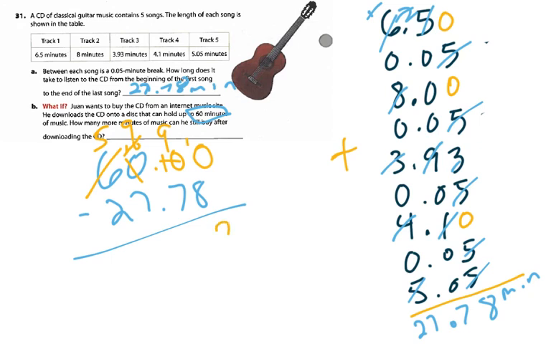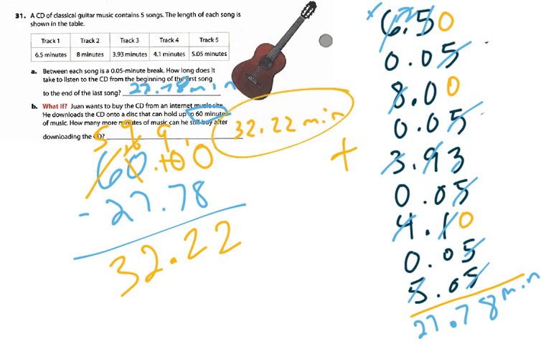So 10 minus 8 is 2, 9 minus 7 is 2, decimal point comes straight down, 9 minus 7, 2, 5 minus 2 is 3. So he will have 32 and 22/100 minutes left on the CD. I hope that's helpful and makes sense for you guys.